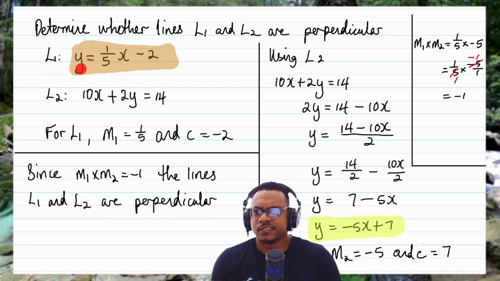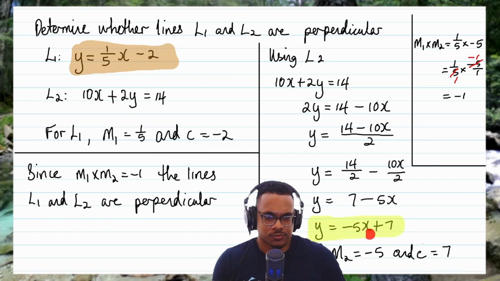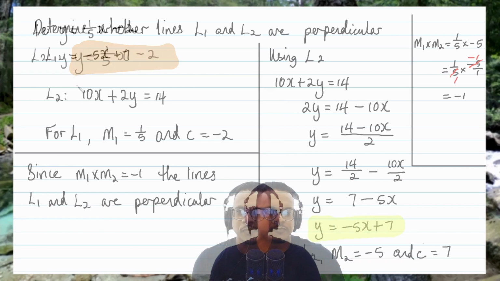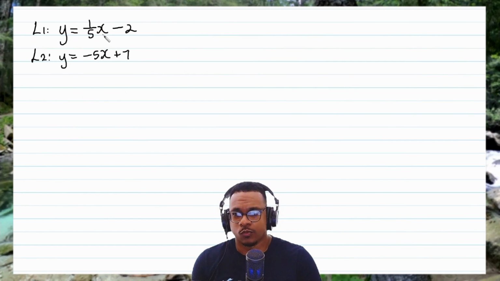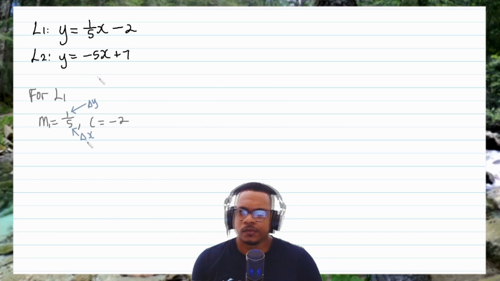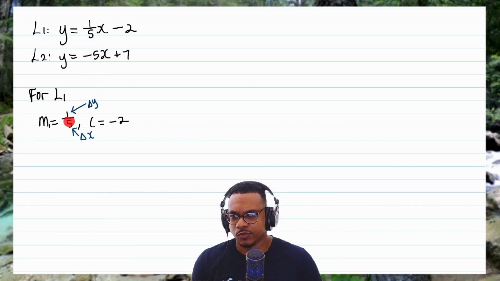So I just want to recall that this is the equation of L1, and after we transpose for y with L2, this is the equation of L2. So now I'll sketch the graphs of L1 and L2 to demonstrate that they are perpendicular. Now for L1, we'll have the gradient m1 is equal to 1/5, we get that from here, and our y-intercept is equal to negative 2, we get that from here. So my change in y is positive 1, and my change in x is positive 5.